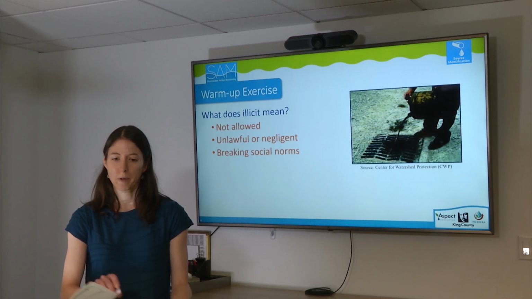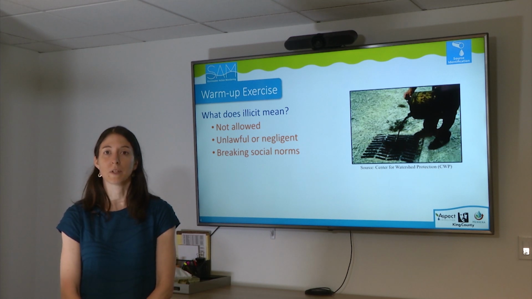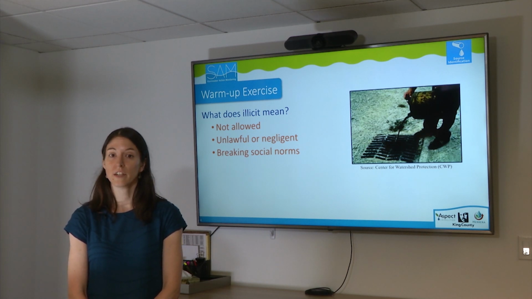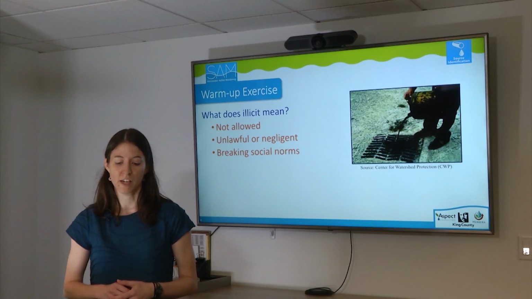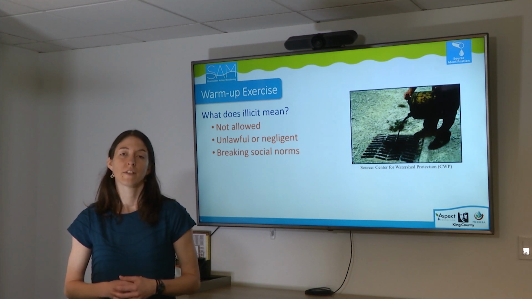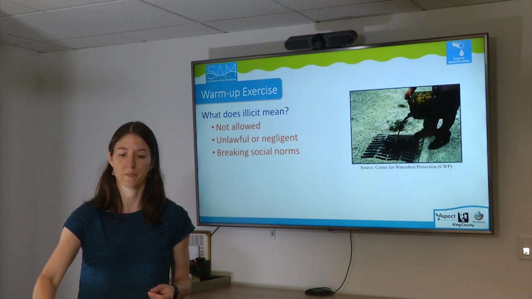So starting off with our warm-up exercise, we're going to have some definitions that we start with, and then we'll walk through some examples of what illicit discharges are and what they are not. So our first question here is, what does illicit mean? Something that is not allowed, something that is unlawful or negligent, or breaking social norms. And unlawful behavior may be unintentional, so someone that's discharging may not know that they're causing an illicit discharge to happen.